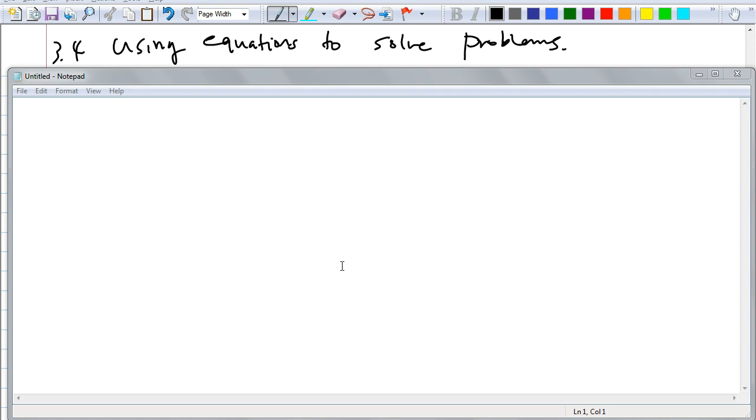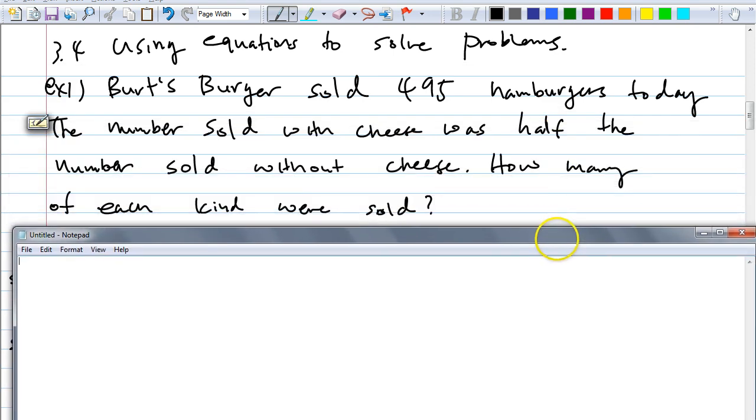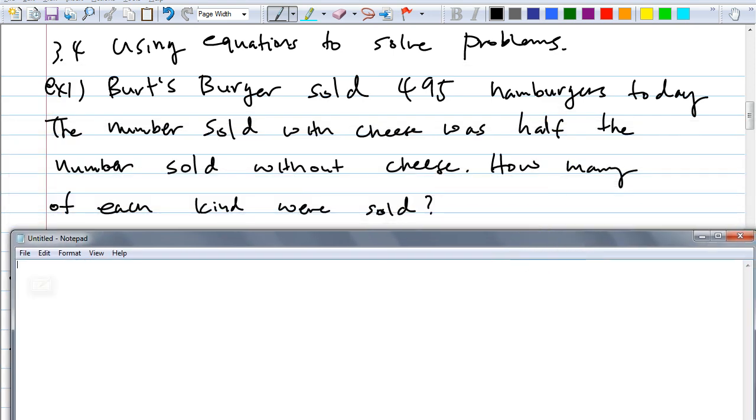Do you guys remember this? That's the 5-step plan, right? Well, we'll go over that right now. Okay, so here, write down this problem. Burger sold 495 hamburgers today. You write it down? For your homework, you don't have to write these down, but the ones we do in class, you need to write down.